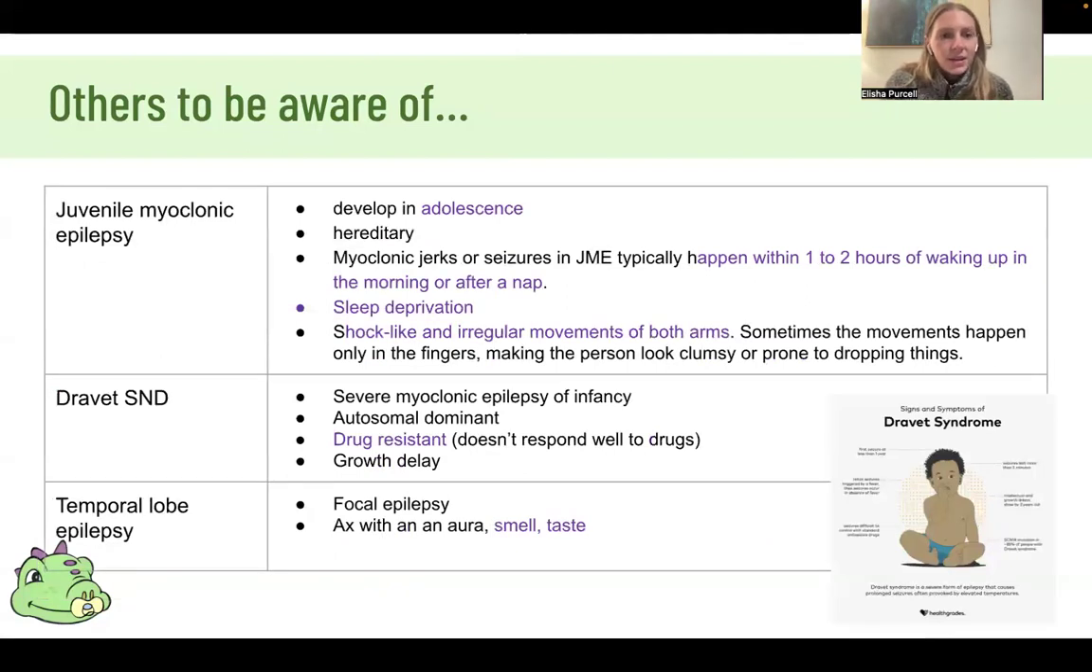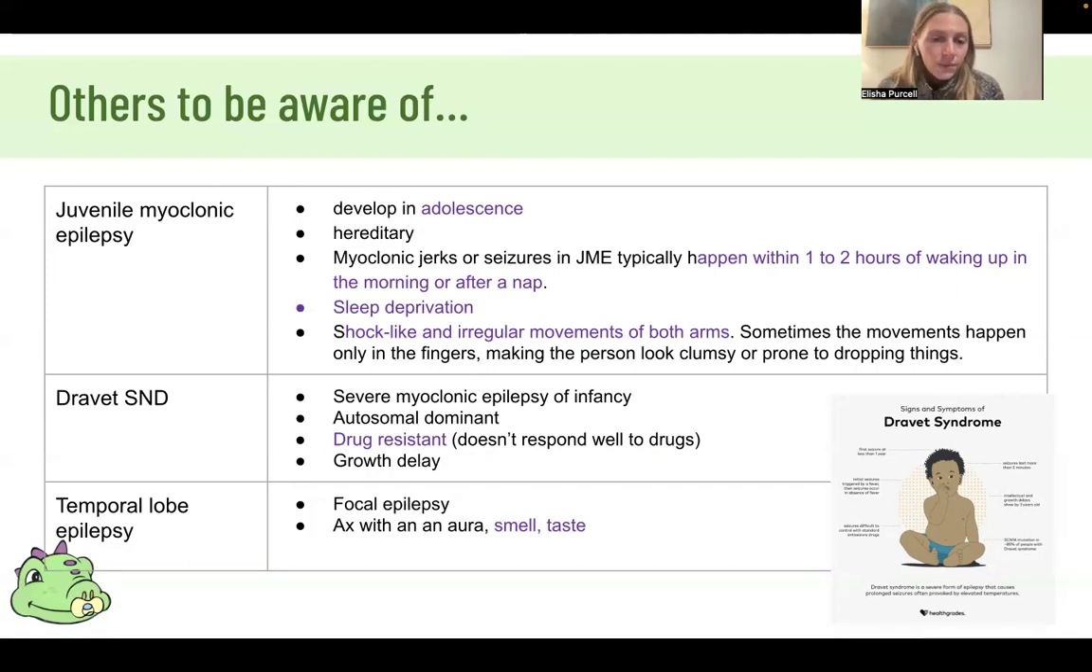I think this is the last page for the seizure ones. Juvenile myoclonic epilepsy. This one develops in adolescence. And yeah, this one typically happens 1 to 2 hours after waking up in the morning or after a nap. Big buzzwords: the child's often sleep deprived, and they describe it as shock-like, irregular movements of both arms. It can also just happen in the fingers as well.